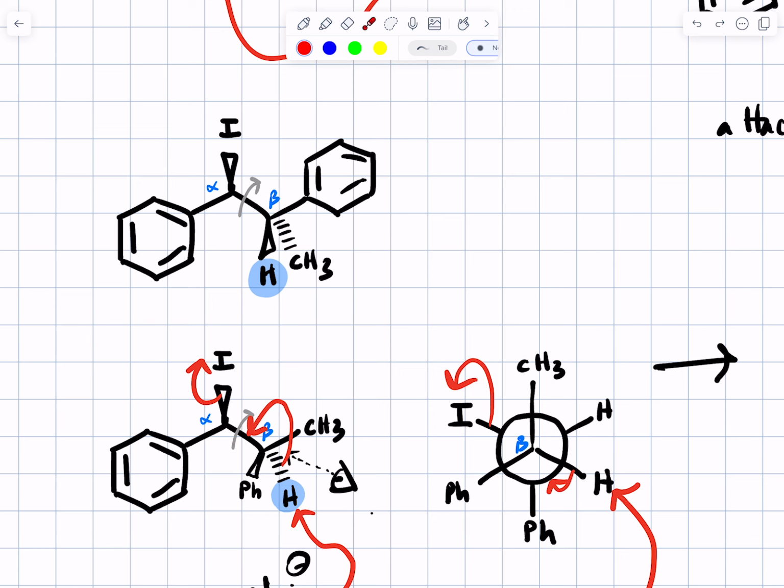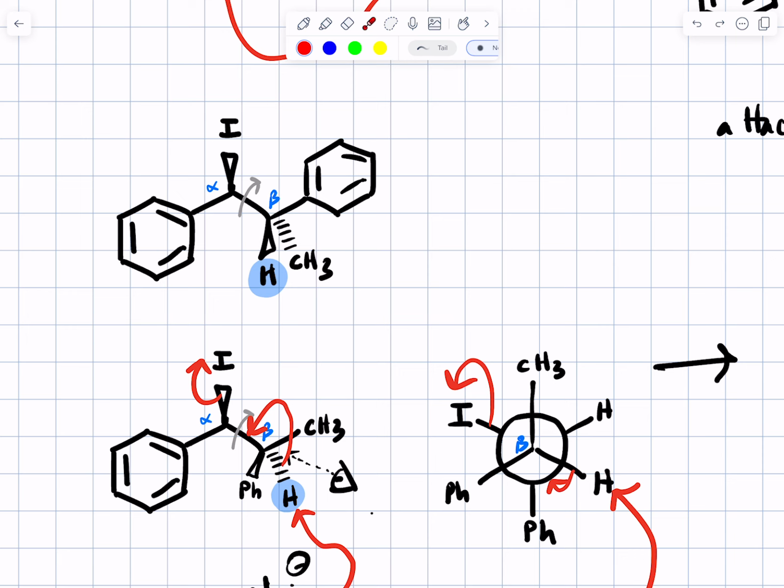We're going to go there and we're going to deal with all of that, but for now, being aware that the E2 reaction has stereochemical consequences and that it requires the beta proton to be anti to the leaving group is going to be good enough.